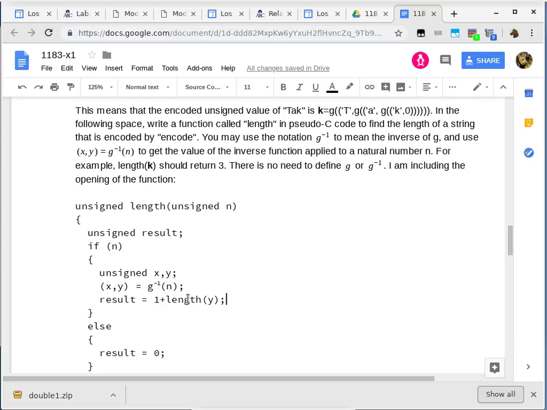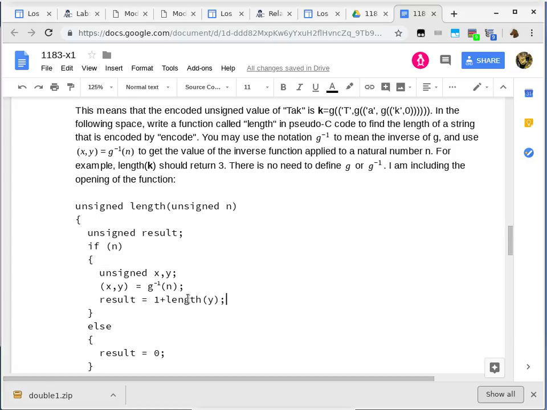Could you explain one more time that line x, y equals g inverse of n minus 1? So it's coming from the question itself. It is a way to capture a two-tuple as the answer of applying a function. In this case, x is the character, and y is g inverse of n minus 1. Whenever you apply g inverse to a natural number, it always returns a two-tuple.